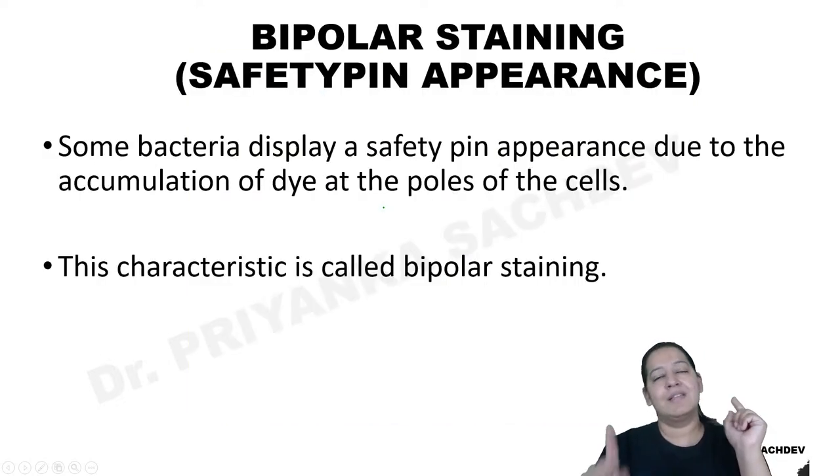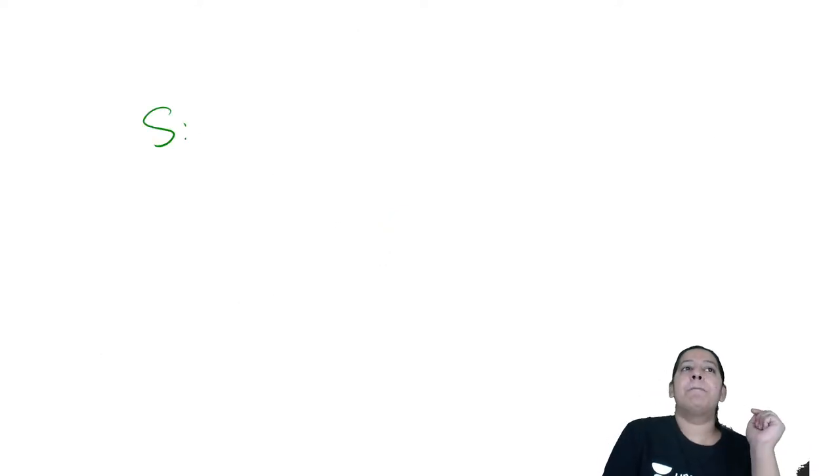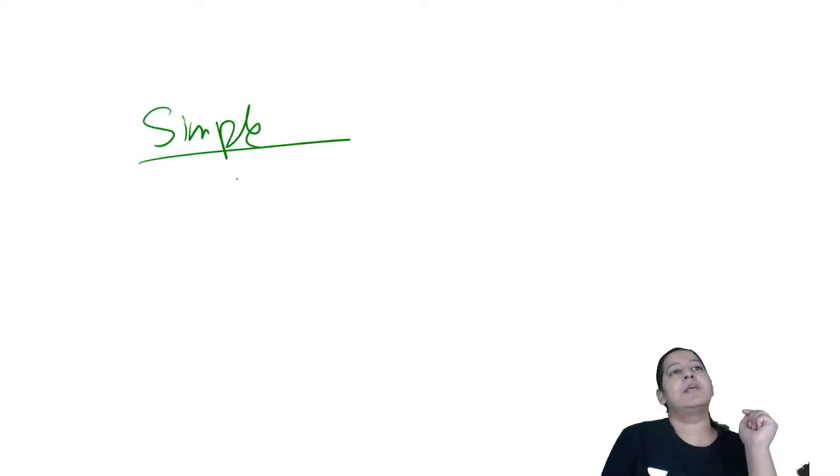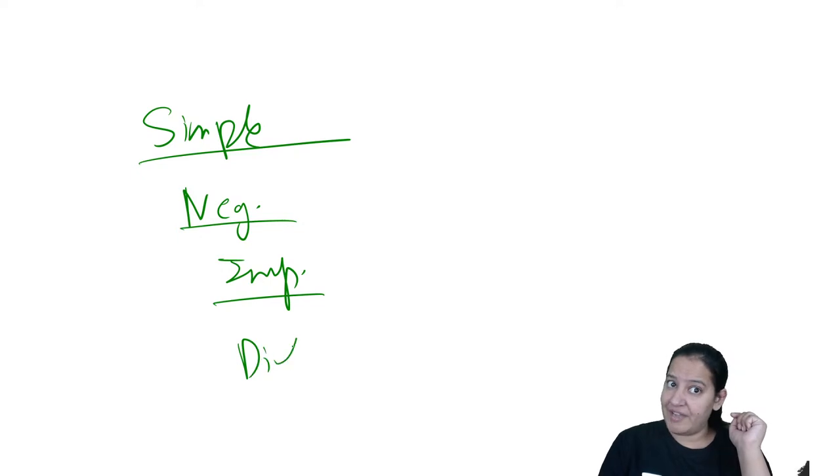So that is the thing. The next topic, we are done with stains. Huh? Abhi tak maine kitne stains bata diye hain? Simple stain. Main end mein sare puchungi. Huh? Simple stain. Simple ke baad dusra tha negative stain. Negative ke baad teesra tha impregnation stain. Uske baad chautha maine shuru kiya hai differential.